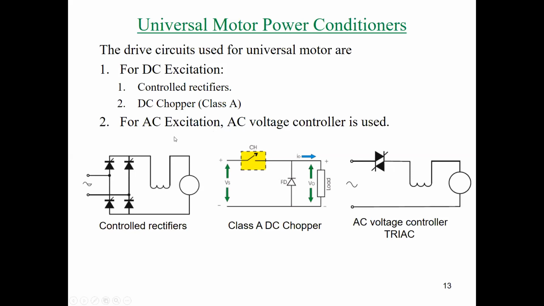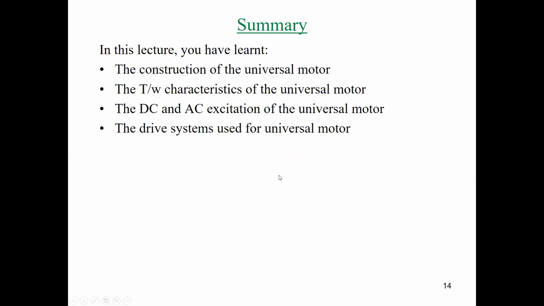So this is what we need to describe about the universal motor, a summary of what we have described. We discussed the construction of the universal motor and also the operation. We discussed the torque speed characteristic of the universal motor. We described the DC and the AC excitation, what the difference between both of them is, and the difference in performance. And also we discussed the drive systems used for the universal motor.